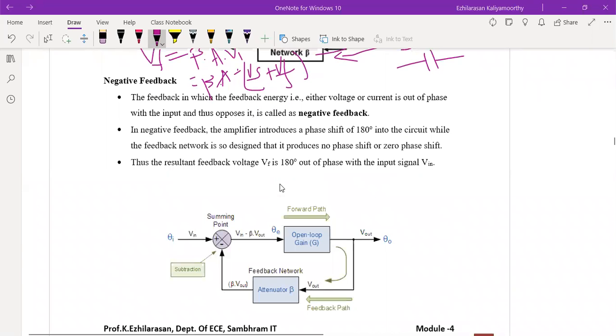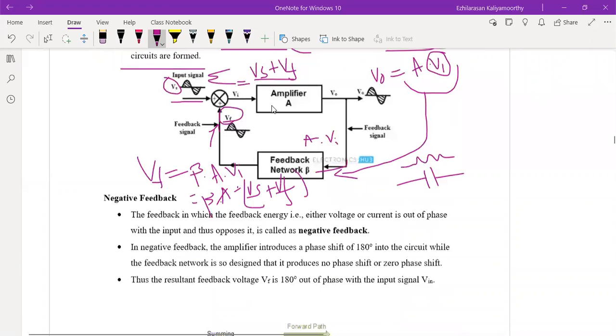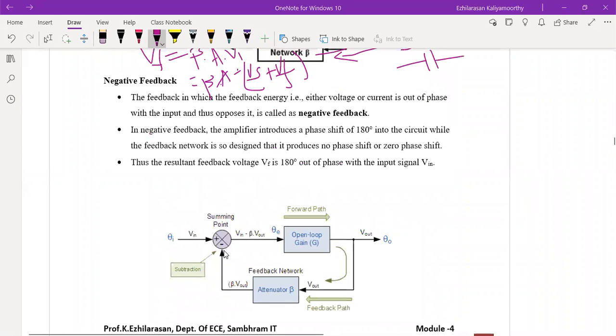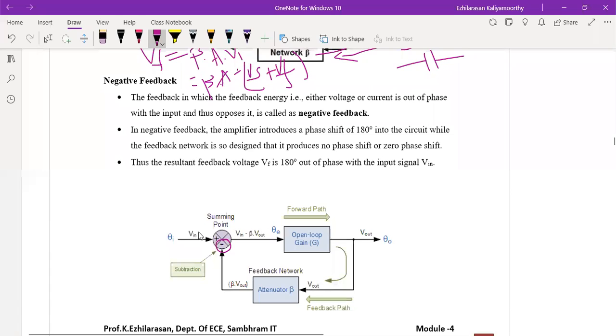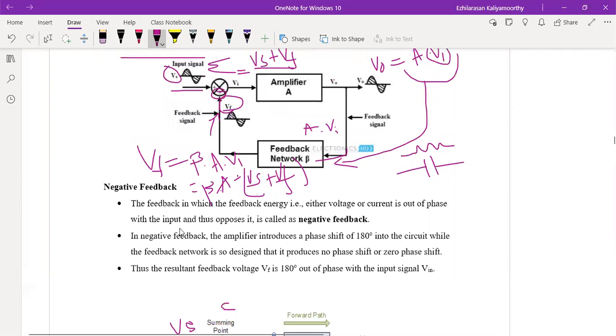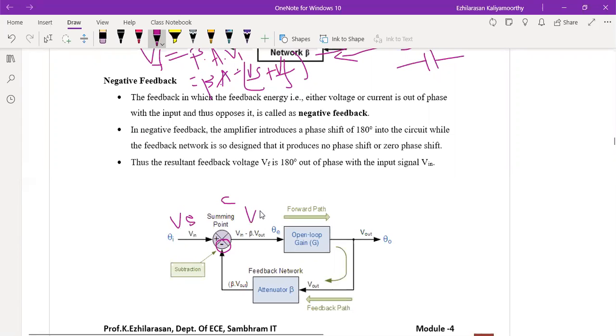So now let us go for the negative feedback. Between positive feedback and negative feedback, the only difference is that here a negative sign is there, but there a positive sign is there. This is the summing point. This is Vin, which you can assume is like Vs. This is Vi. So as per this, Vi is equal to Vs minus Vf, because this is Vf. But there, Vs plus Vf will be there. Other things are fine.